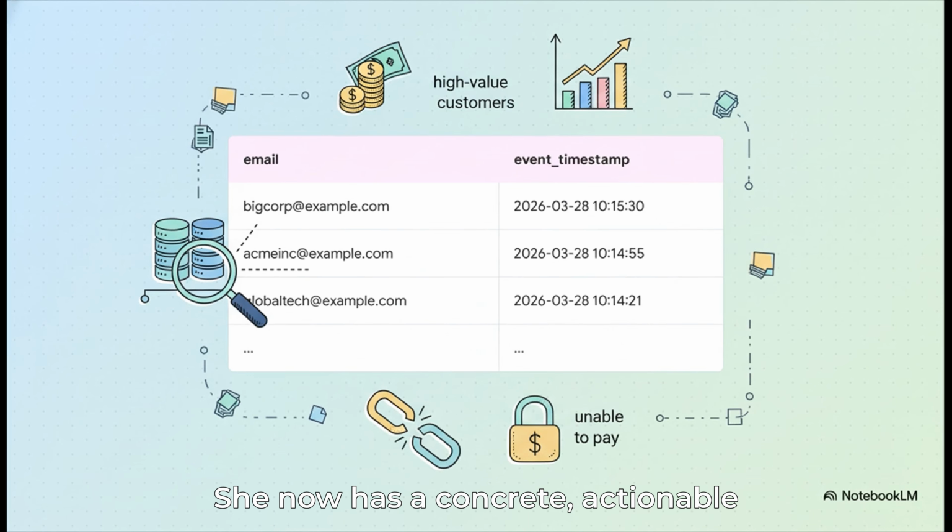And there it is. She now has a concrete, actionable list of high-value customers who are, right now, unable to give the company money. This isn't just a technical problem anymore, it's a major business problem. And Alex has just delivered the exact data needed to show its impact.